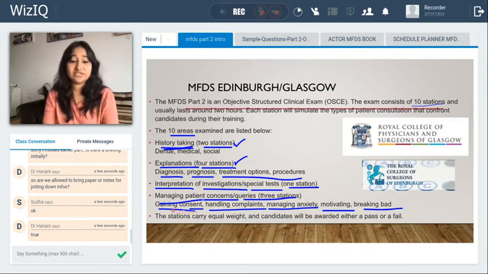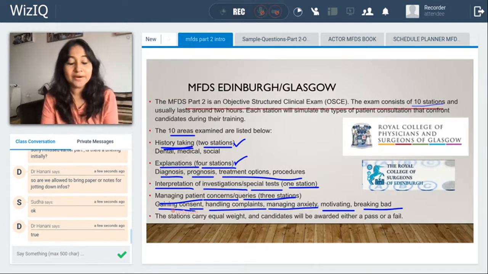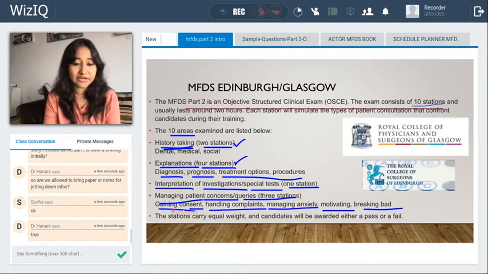So yes, the stations do carry equal weight, and it is said that you have to pass in all the stations. But when we asked the lead examiner how candidates are marked, whether we have to pass all the stations, or whether the marks are taken from all the rooms separately, combined, and then you are given a pass or fail, they themselves were not very clear about it. They say it's very complicated, but it is very fair.